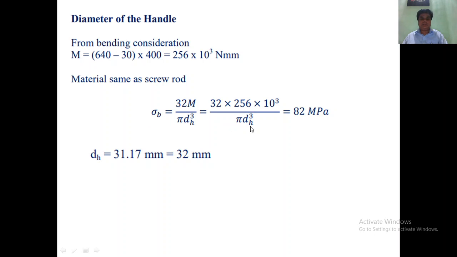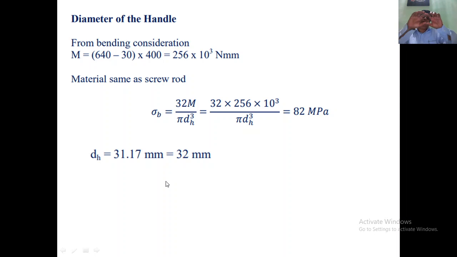So once the bending stress is known, you can calculate the diameter of the handle. Since the bending stress of the metal is known, it is taken as 82 megapascal from the data handbook. You can calculate the bending moment as the length into distance, that is, the length of the handlebar into the load applied, force into distance. And the bending stress is 82 megapascal, which you can get from the data handbook for that material, and you can calculate the diameter of the handle by this bending equation.